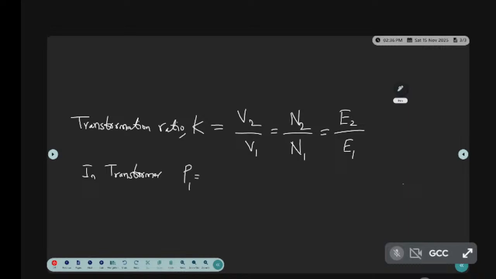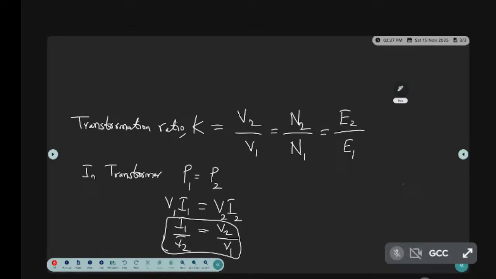input power is always equal to output power. So input power is nothing but we can write as V1 I1. Output power is simple, by the power definition, V2 I2. Yes, V1 I1 is equal to V2 I2. Now here V2 by V1 is equal to I1 by I2. So V2 by V1 is the value I1 by I2.